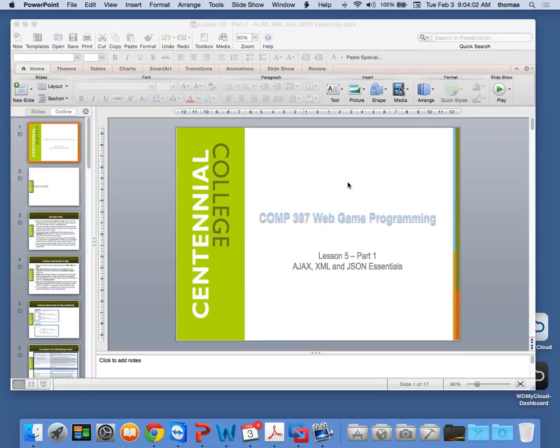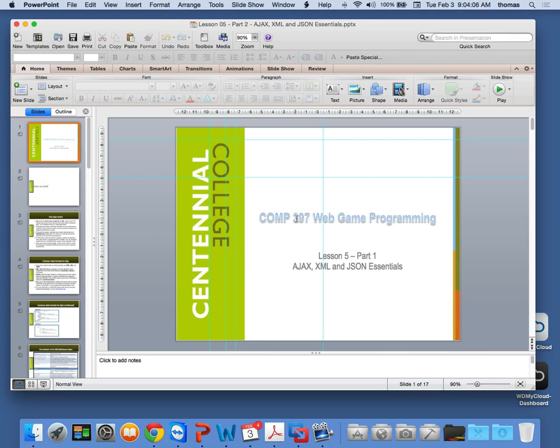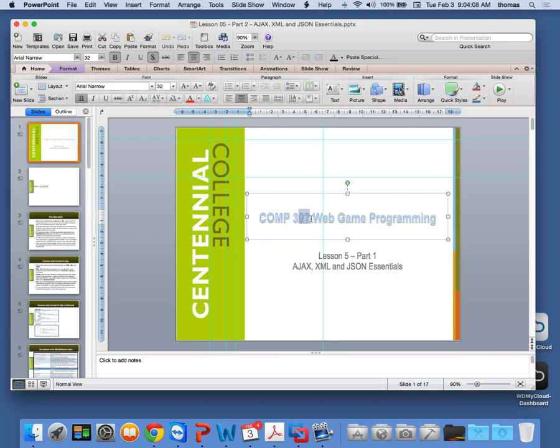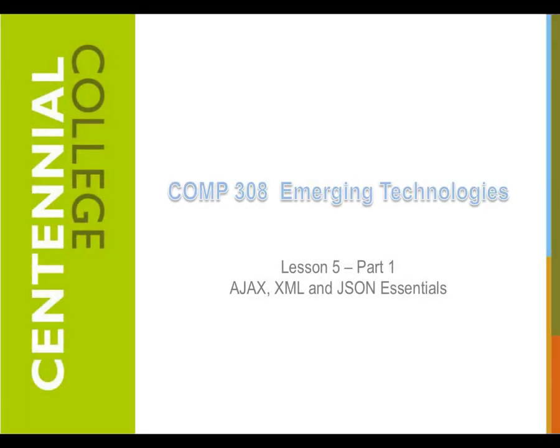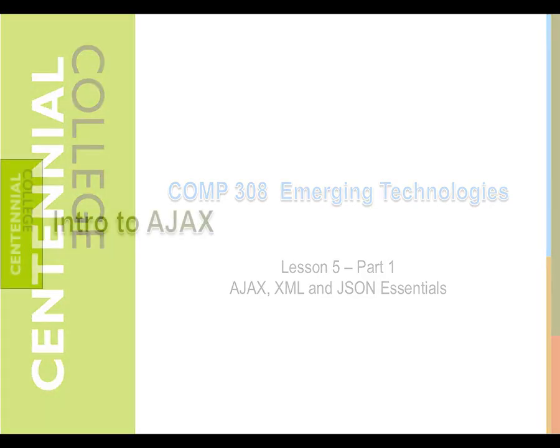Okay, we're back, and this is not COMP397. It shouldn't say COMP397. It should say COMP308. I have COMP397 on my head, and I'll change this as we go. Merge technologies. So if you see COMP397, it's wrong. It's COMP308. We're talking about Ajax, XML, and JSON for this one, right?